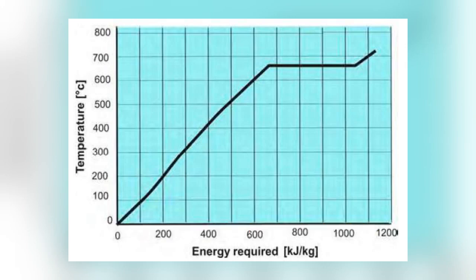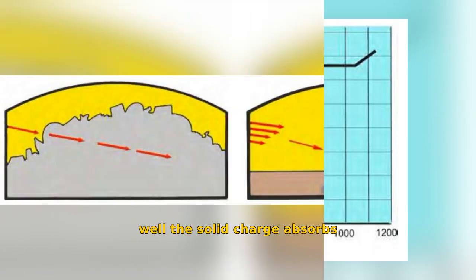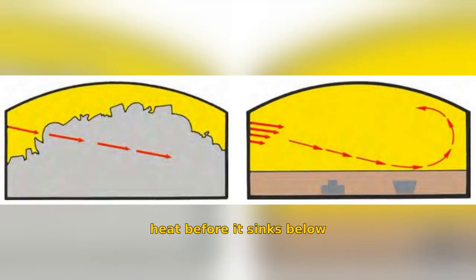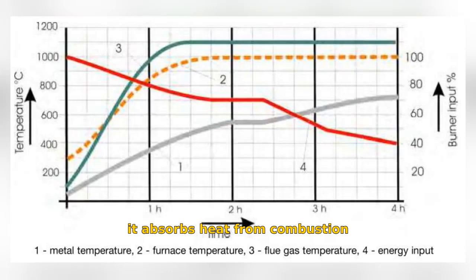The efficiency of the melting furnace relies on how well the solid charge absorbs heat before it sinks below the melt surface, which is vital for effective melting. As cold metal enters the hot furnace, it absorbs heat from combustion gases, leading to effective heat transfer despite low temperatures of furnace off gases.